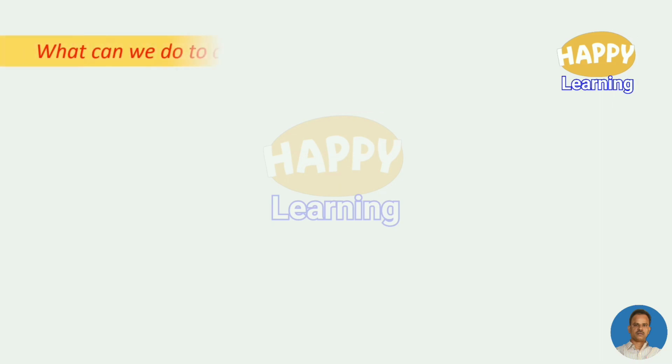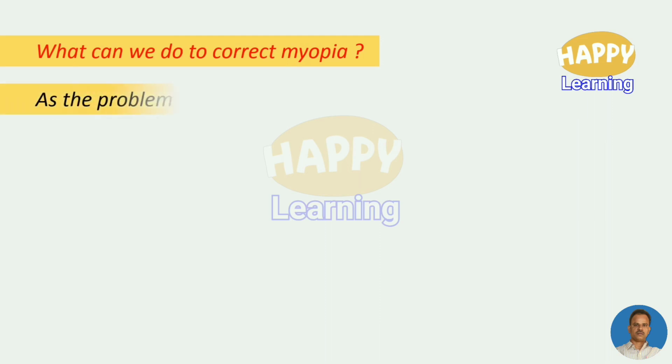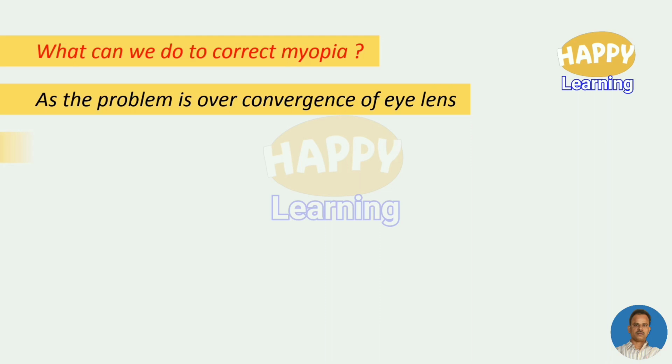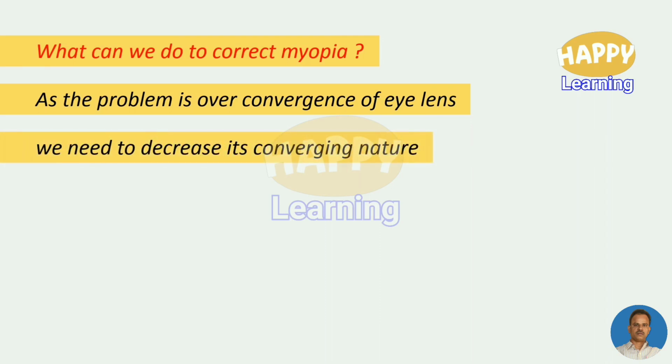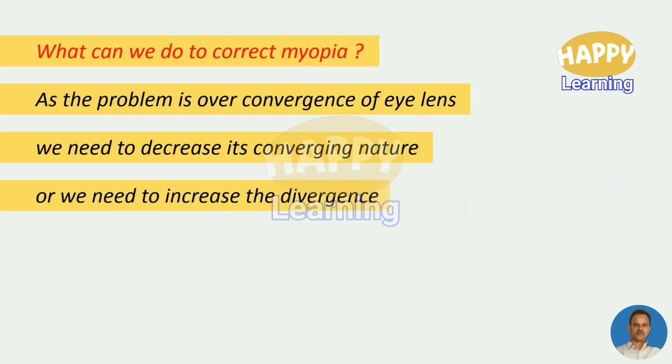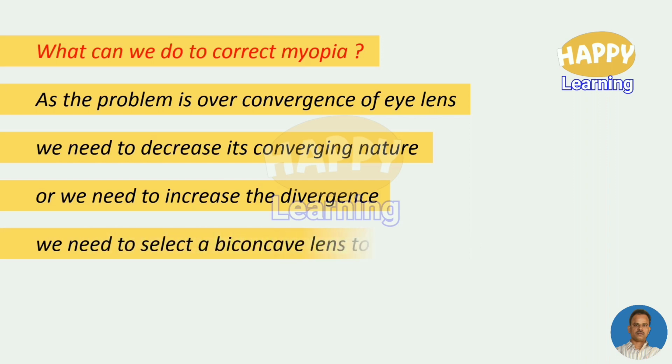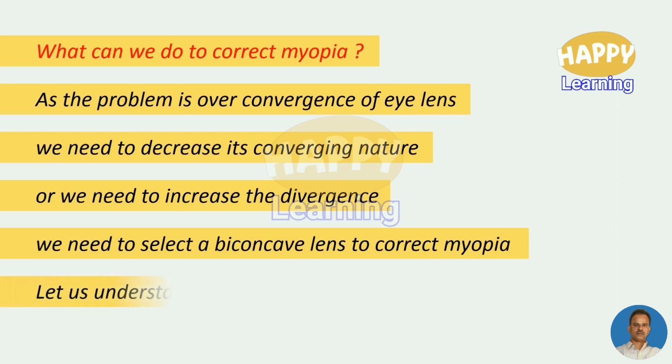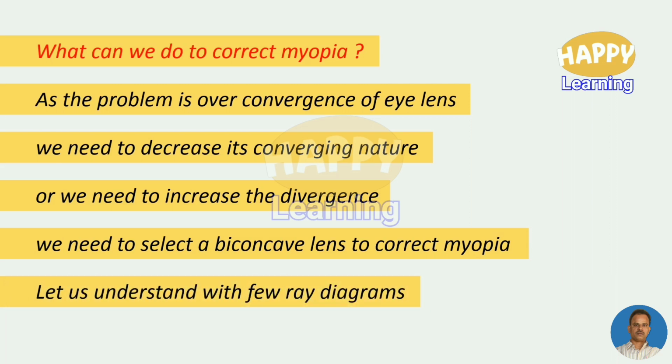What can we do to correct myopia? As the problem is overconvergence of the eye lens, we need to decrease its converging nature, or we need to increase the divergence. We need to select a biconcave lens to correct myopia. Let us understand with a few ray diagrams.